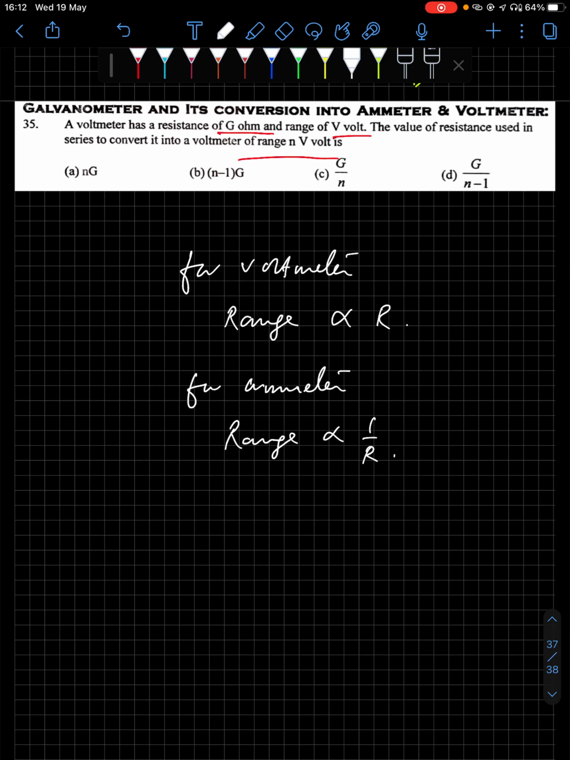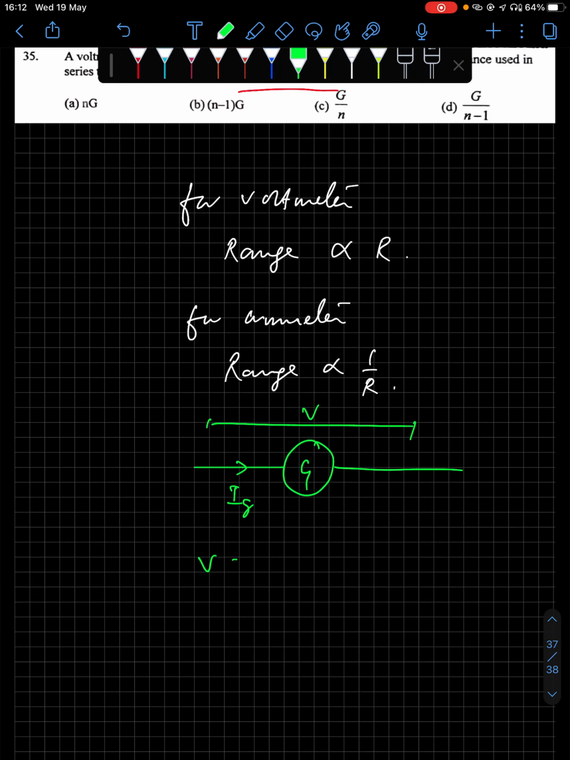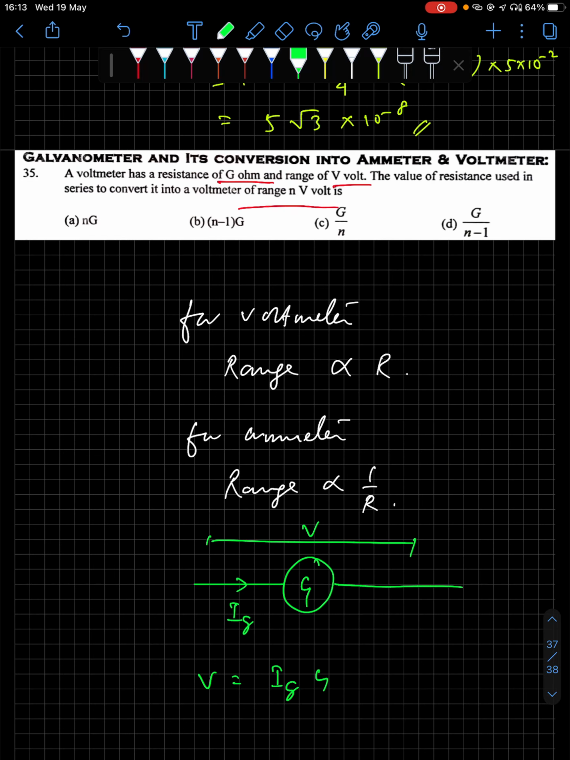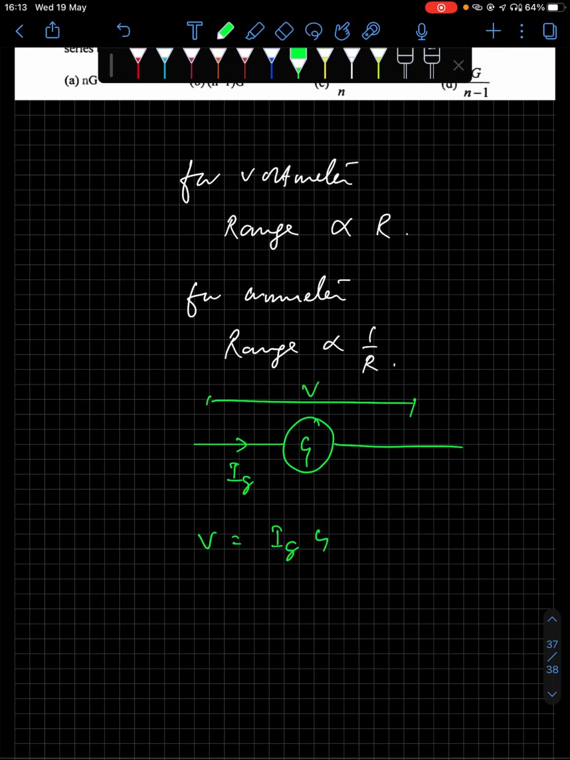Now you see, in the first case, your galvanometer resistance is G. So the current is say Ig. In that case, the voltage, or the potential difference V, will be equal to IR. Sorry, I should say the voltmeter resistance is G, and Ig current is passing through. If Ig current is passing through, then the voltage will be Ig into G.